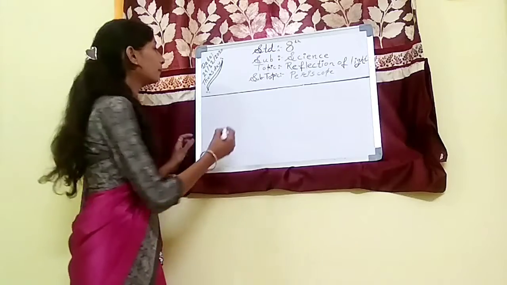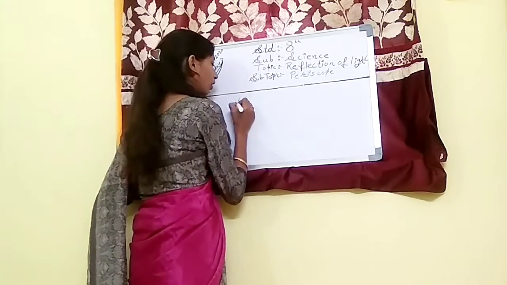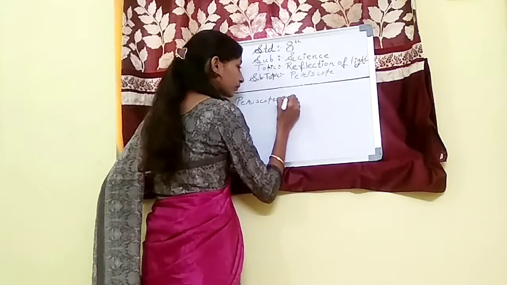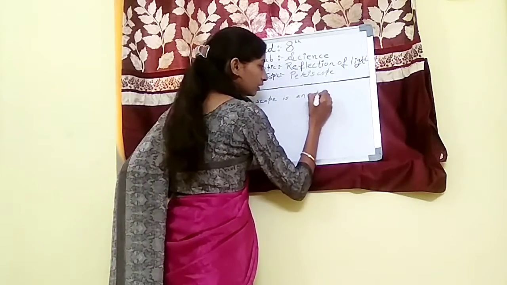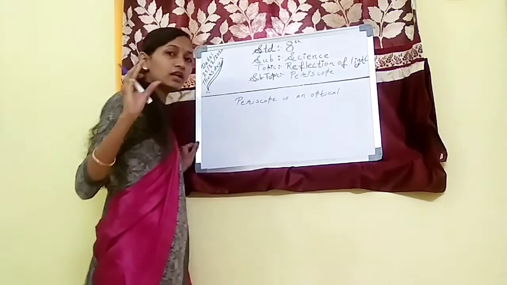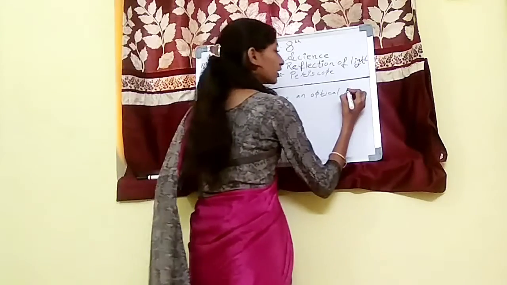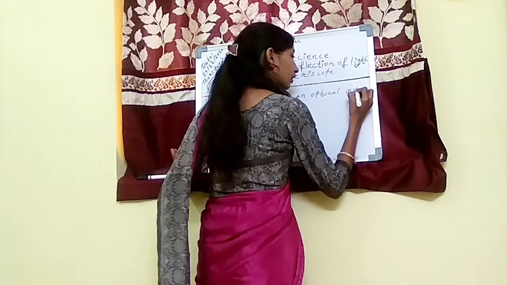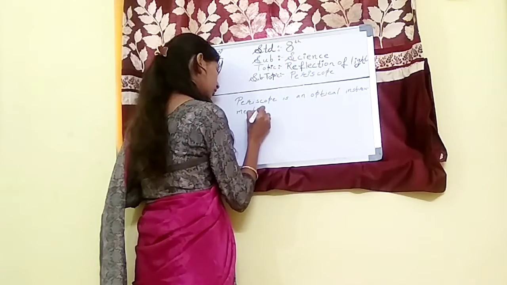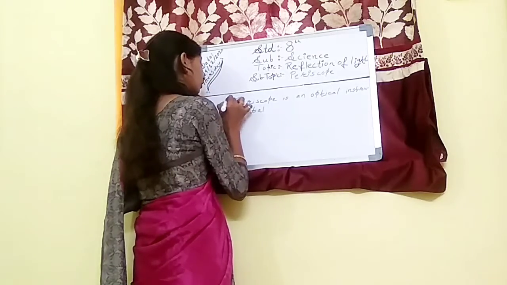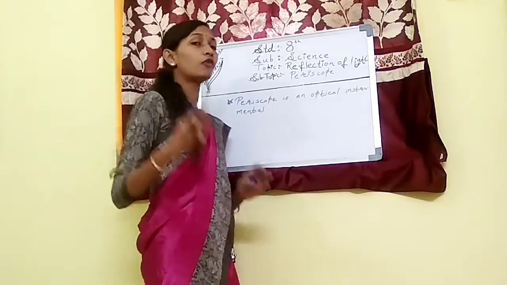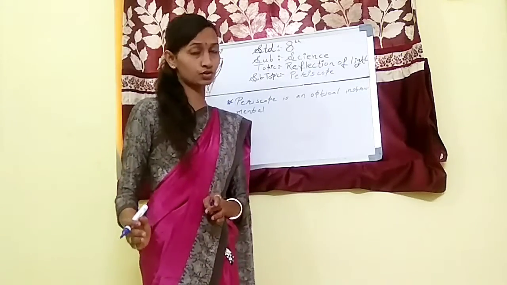What I told you, periscope is an optical instrument. Optical means made up of mirrors. It is an optical instrument which is used for several purposes. I'll tell you later on. First we will see how to make a periscope.